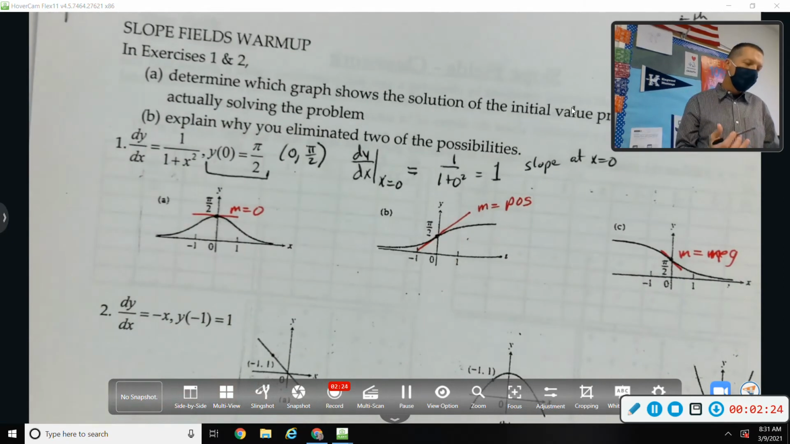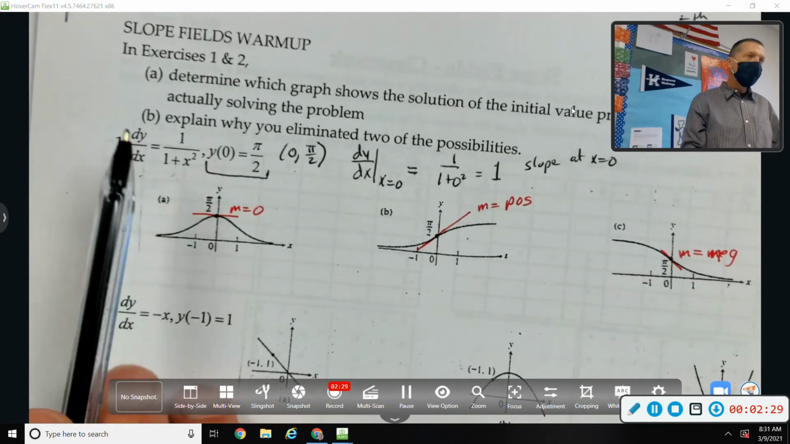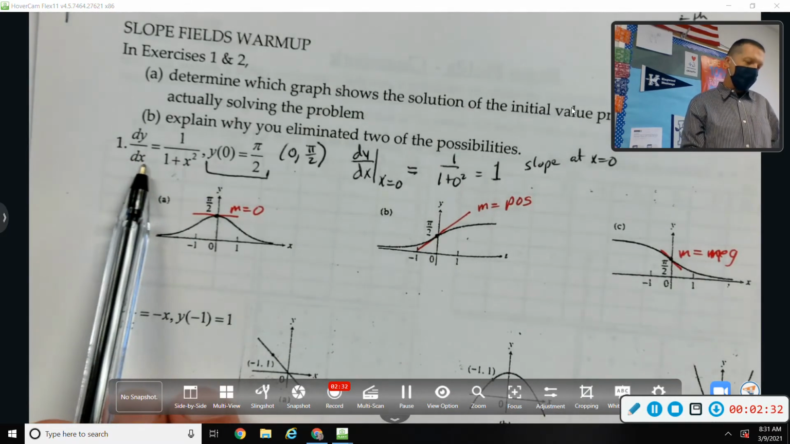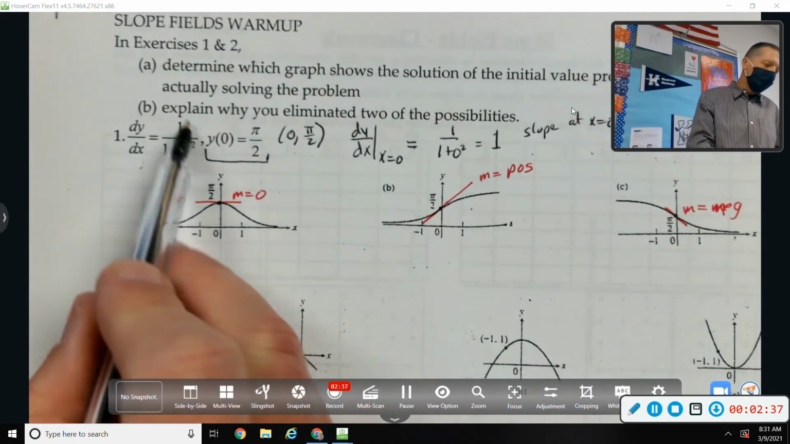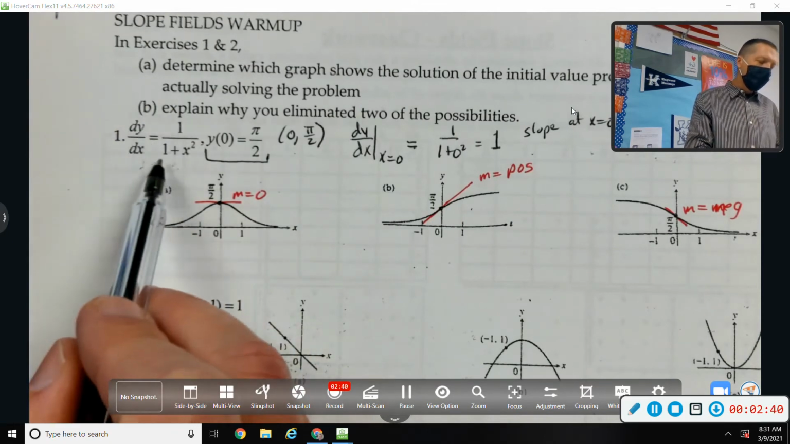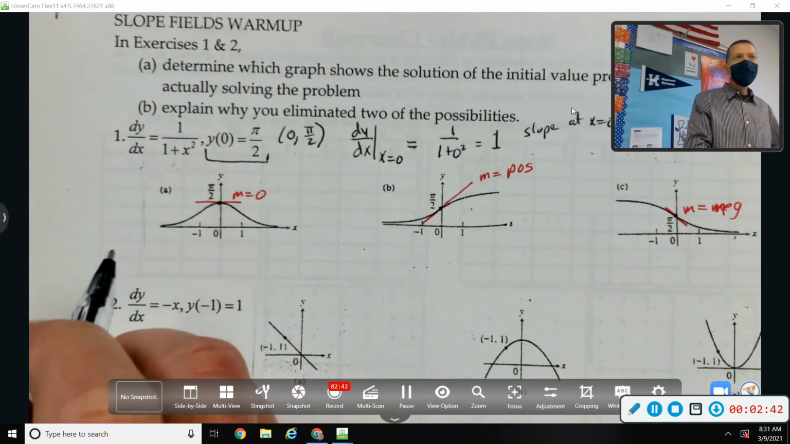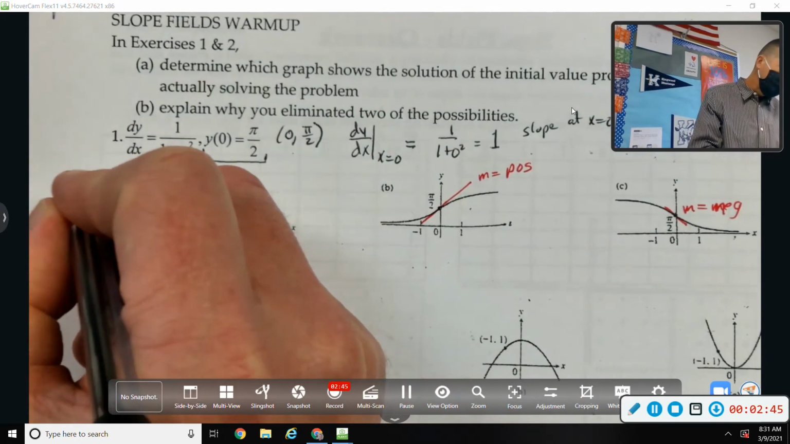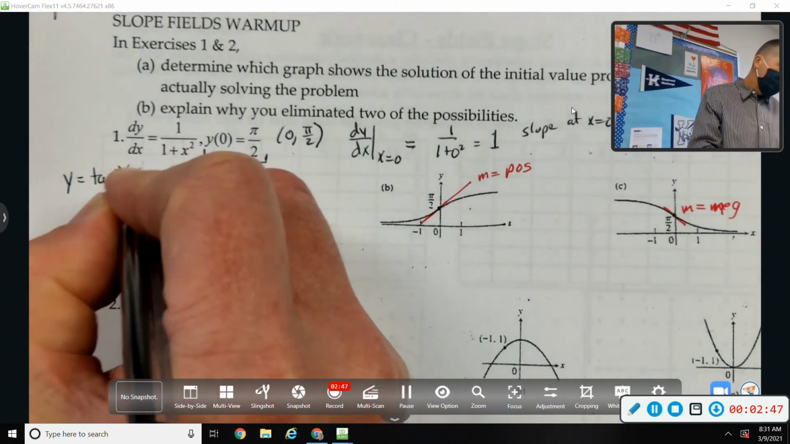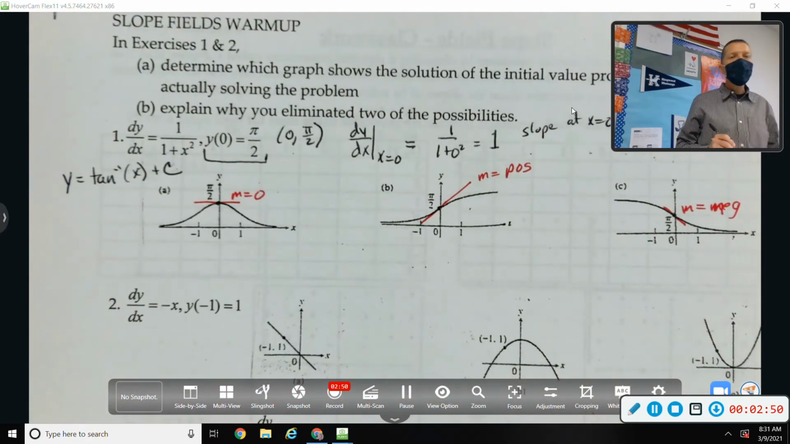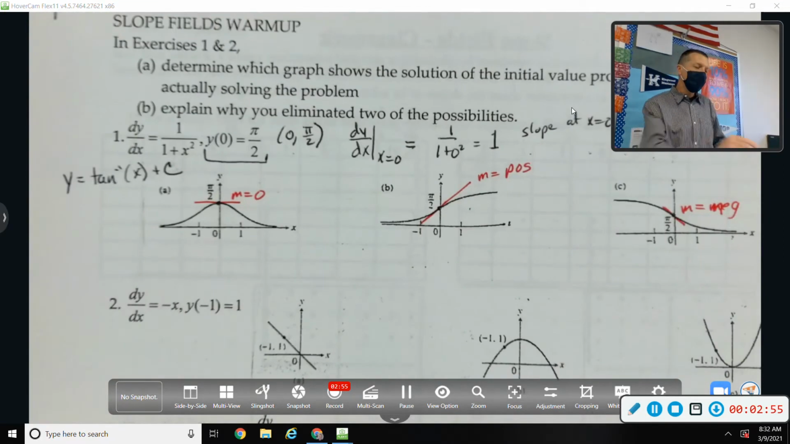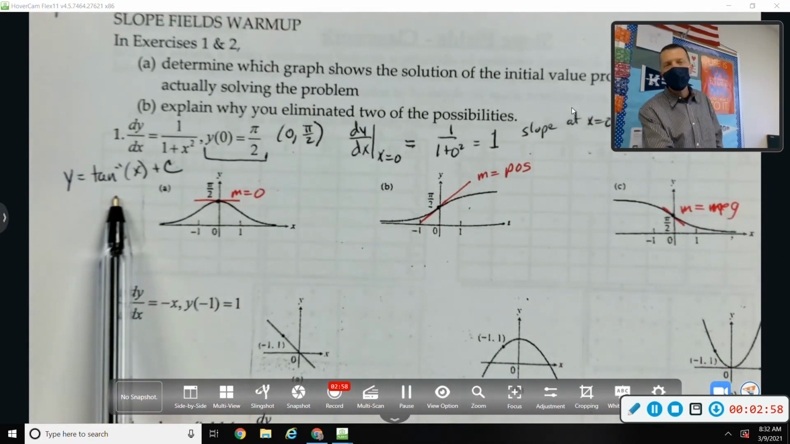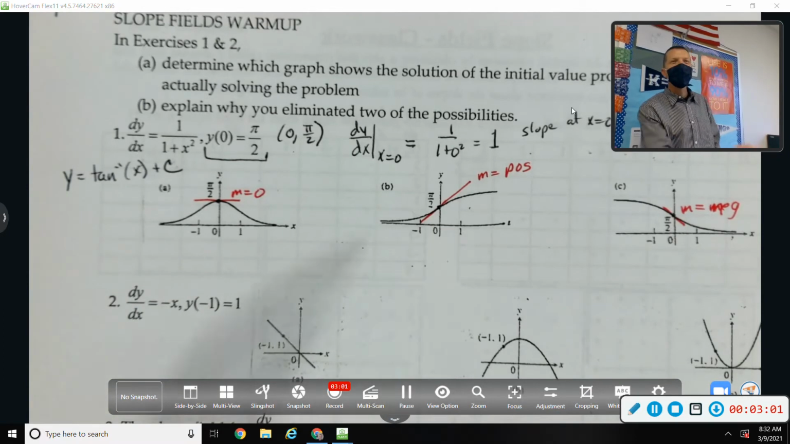So slope fields help us solve differential equations. Tomorrow we'll actually solve that, but today we're just going to use slope field pictures. By the way, does that look familiar? Can you think of a function whose derivative is 1 over 1 plus x squared? I hope so, because we did that yesterday. It's inverse tangent of x plus c, if we took the antiderivative of that. Now that doesn't really help us because most of us don't know what the graph of the inverse tangent looks like. Yeah, it looks like that right there apparently.